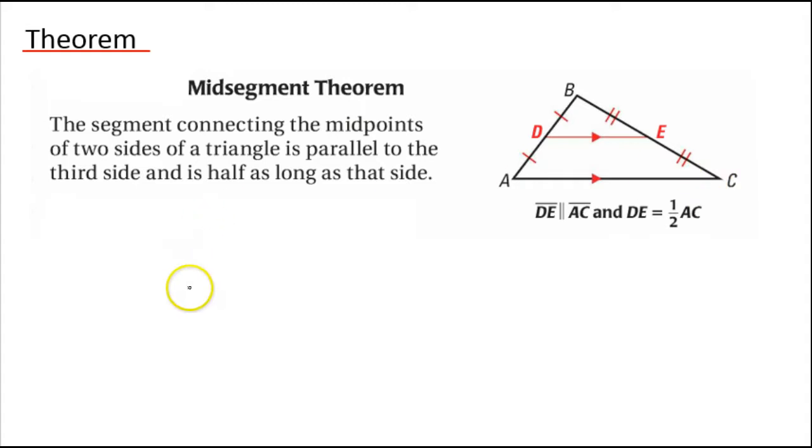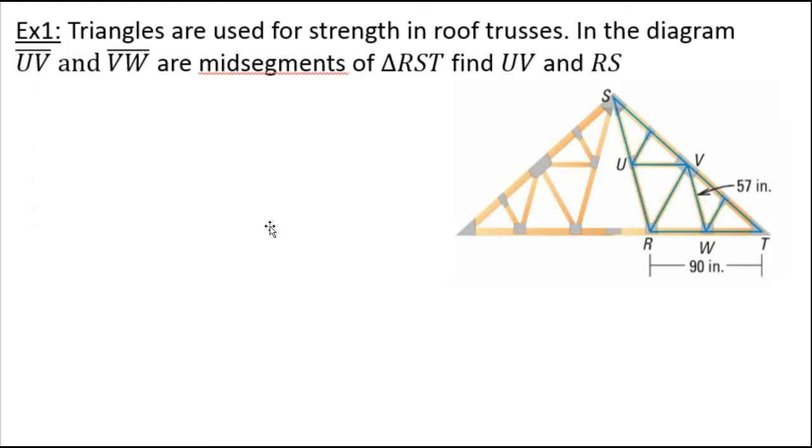So again, if I have another example, let's draw another triangle. Let's say I know that this and this would be my midpoints. If I connect them, I create a midsegment. This midsegment has to be parallel to my base, and the measure of it is half the size of my entire base. So let's look at an application of this midsegment theorem.